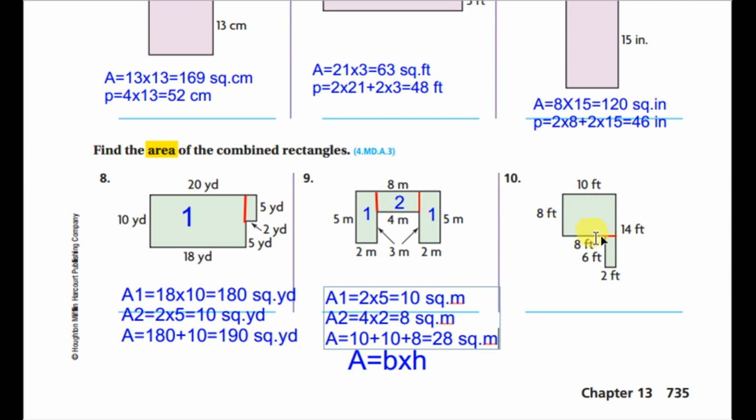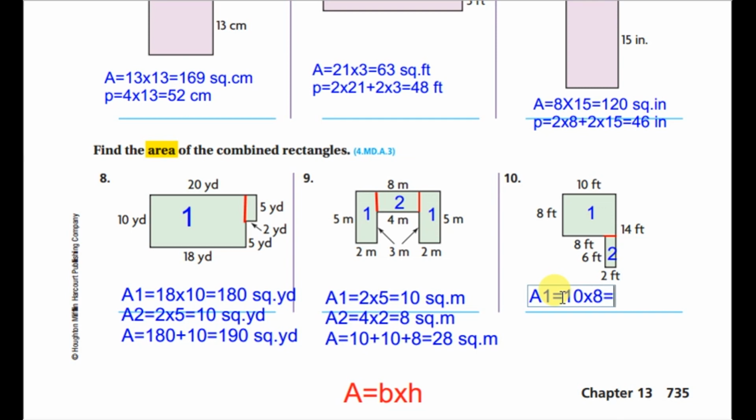Okay, let's move to the third one. So find area 1, and again the formula is area equals B times H. So the B here, the base is 10, the whole base, it's not 8. 10 times 8 equals 80, and the unit here is feet, so it is square feet.